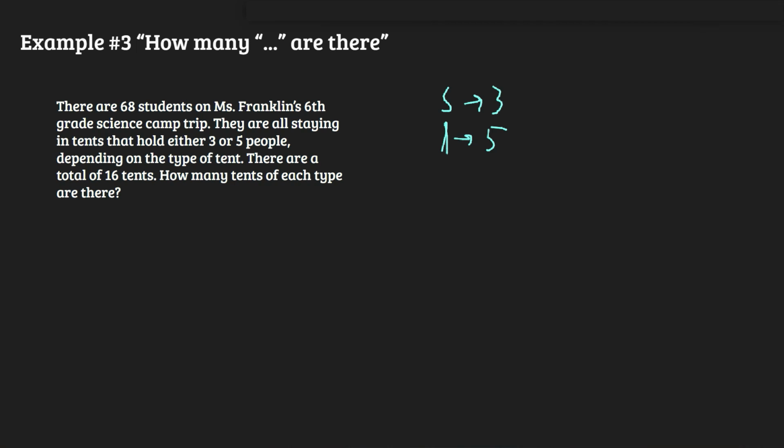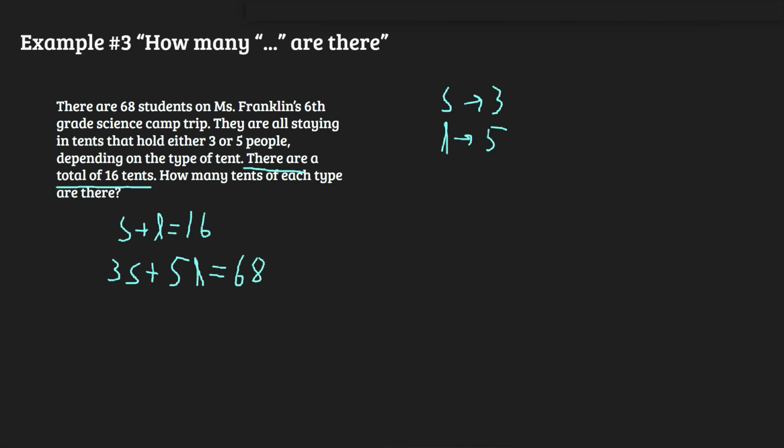Now I can see a total equation right off the bat. There are a total of 16 tents. So I know that the total number of smaller tents plus the total number of larger tents is equal to 16. And then let's look for our total number of people here, which is 68. So I know that if there are 3 people in each smaller tent, the total number of people staying in smaller tents is equal to 3 people times S, times the number of smaller tents. And then if there are 5 people staying in each larger tent, then I know it's 5 people times the number of larger tents. And then that should be equal to a total of 68 students.